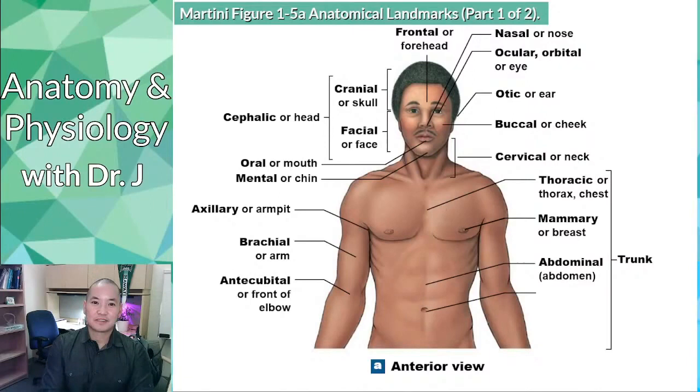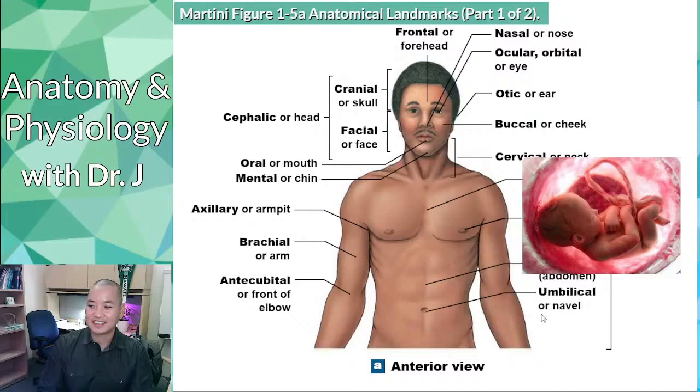And why is it important to know all these? Well, some of these, like if you're talking about the cubitus of the arm or the median cubital vein, where do you find it? You find it in this area. And umbilicus, we already covered that. That's your navel or belly button.